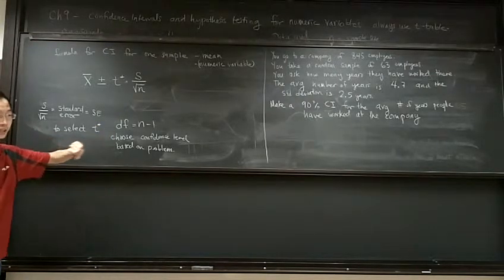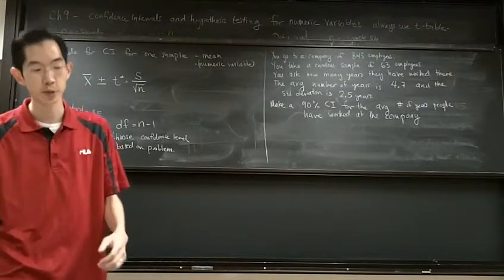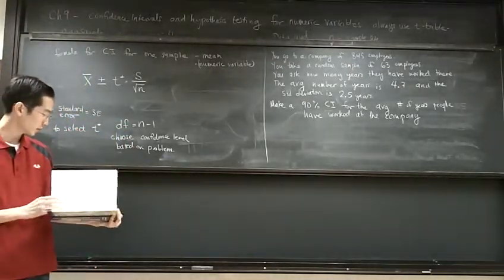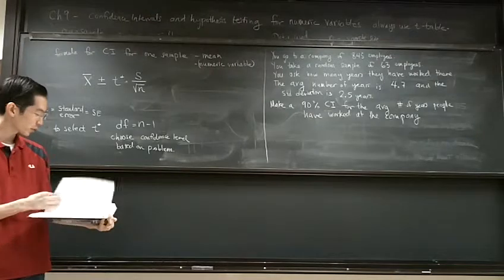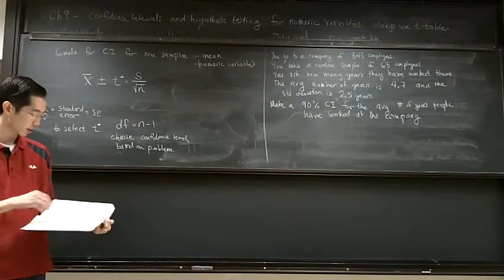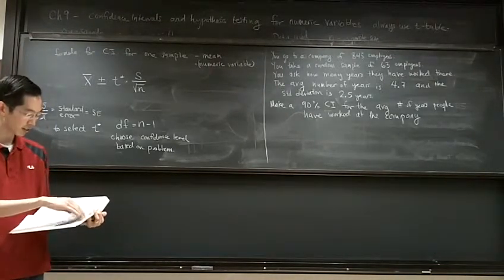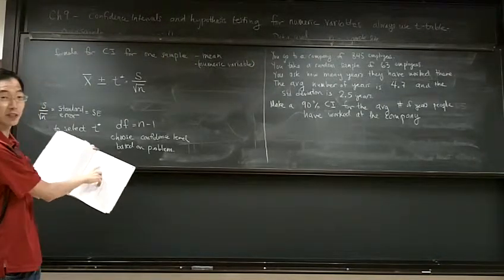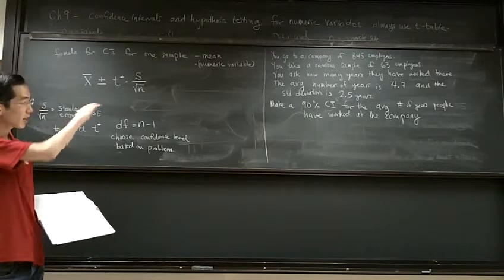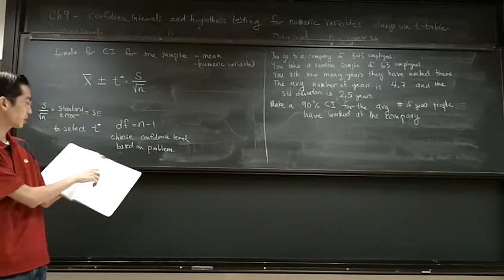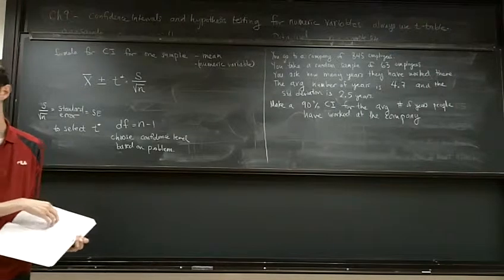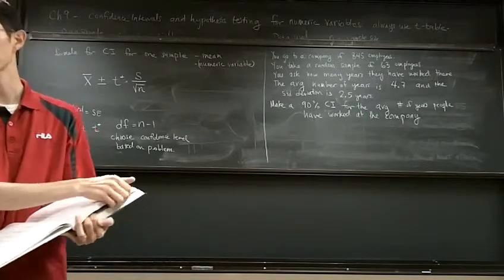Again, to select your T star, you're going to look in your table, and at the very top of the column, and we didn't go over this when we went over using the T table, because I think this part is easy enough that it didn't need explanation. At the very top of the column, it says confidence level. Whatever confidence level is written in the problem, you look at that column, and you find your appropriate degrees of freedom to get the T star that you're going to use.